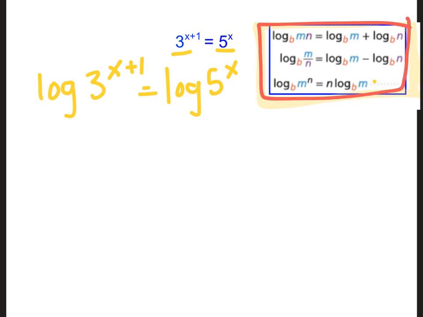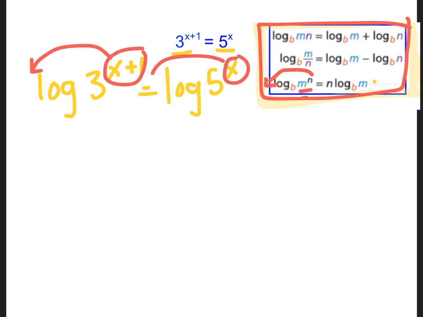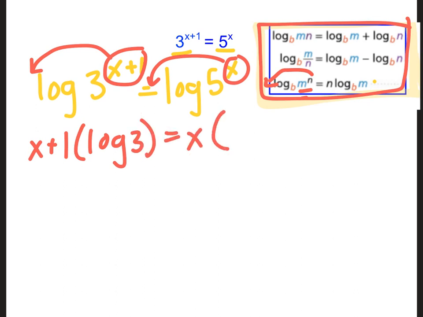Now the one that I like the best is this one, where you have m to the power of n. Notice how your n can come out front. We're actually going to use that, and we're going to put x plus 1 out front, and we're going to put x out front. So we have x plus 1 times the log of 3 equals x times the log of 5.